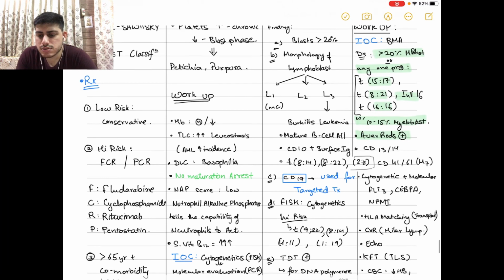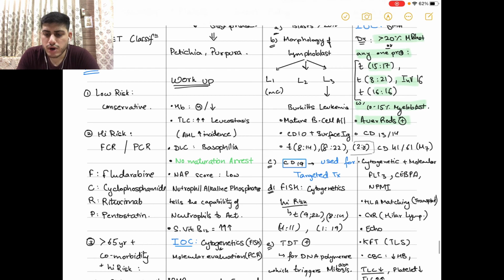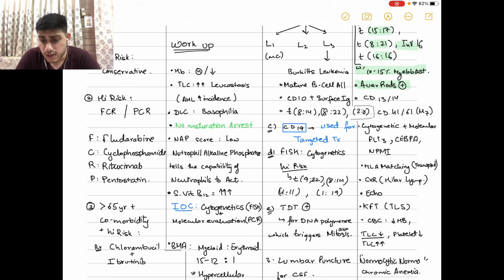So diagnosis is more than 20% myeloblastic cells, as I told you earlier, or any one present. Either there is more than 20% or there is presence of translocation 15;17, 8;21, inversion 16, with 10 to 15% myeloblasts. And then also if there is presence of Auer rods in the blood, which already means there is hyperproliferation of myeloblastic cells and they are lysing.